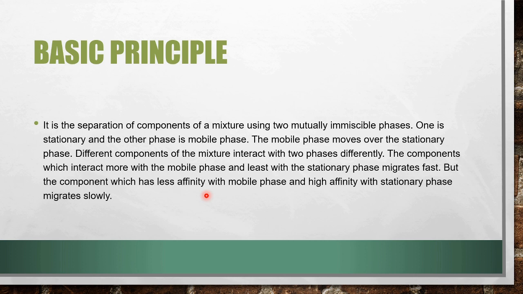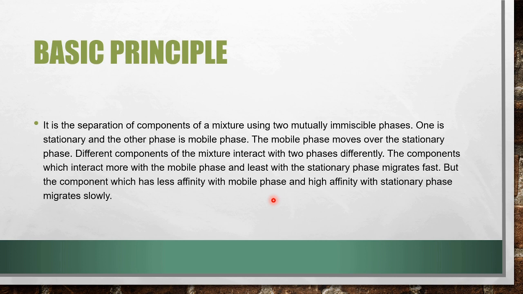The mobile phase may be a gas or a liquid, and the stationary phase may be a solid or a liquid. And the sample to be separated is applied at one end of the stationary phase, and then the mobile phase is allowed to move through the stationary phase. And the components of the mixture get dissolved in the mobile phase and are carried along with it.